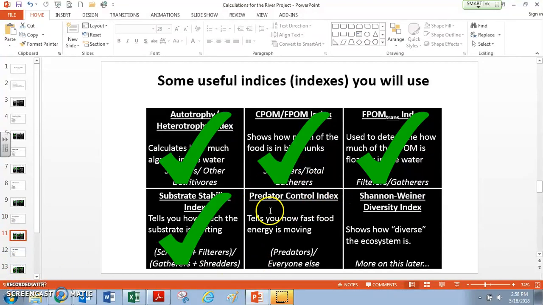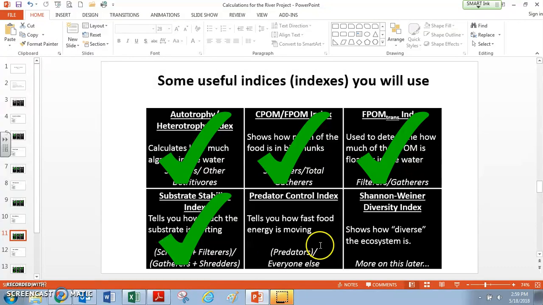So predator control index, this really gets into the magic of doing this kind of analysis. This is what's so cool about this calculation. Predator control index tells us how fast energy is moving through that ecosystem. You might remember back in first semester we learned about food webs and food chains and ecosystems. We talked about energy flow. If energy is flowing through an ecosystem, it means lots of organisms are eating each other. And if it's not, it means there's really not a lot of predation going on.